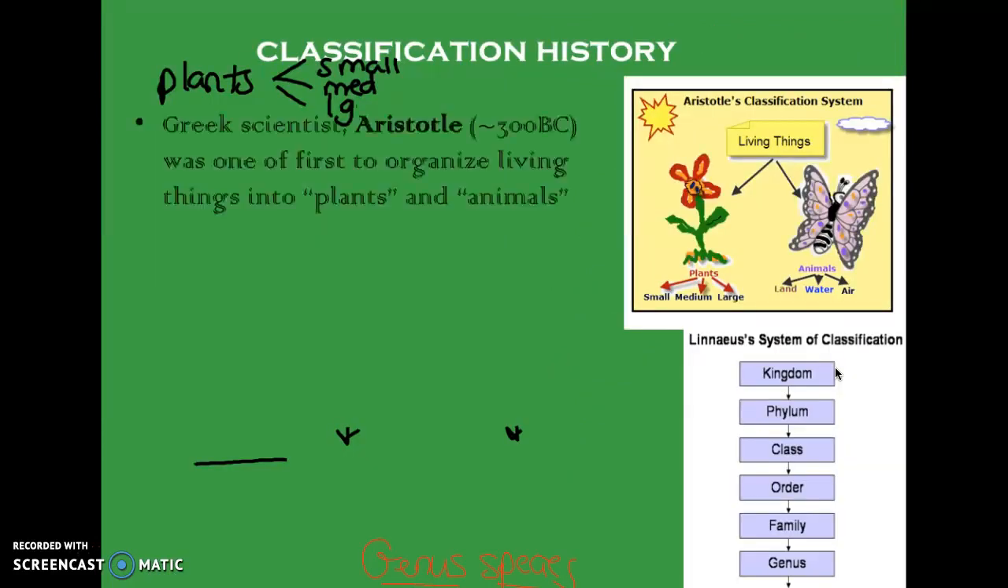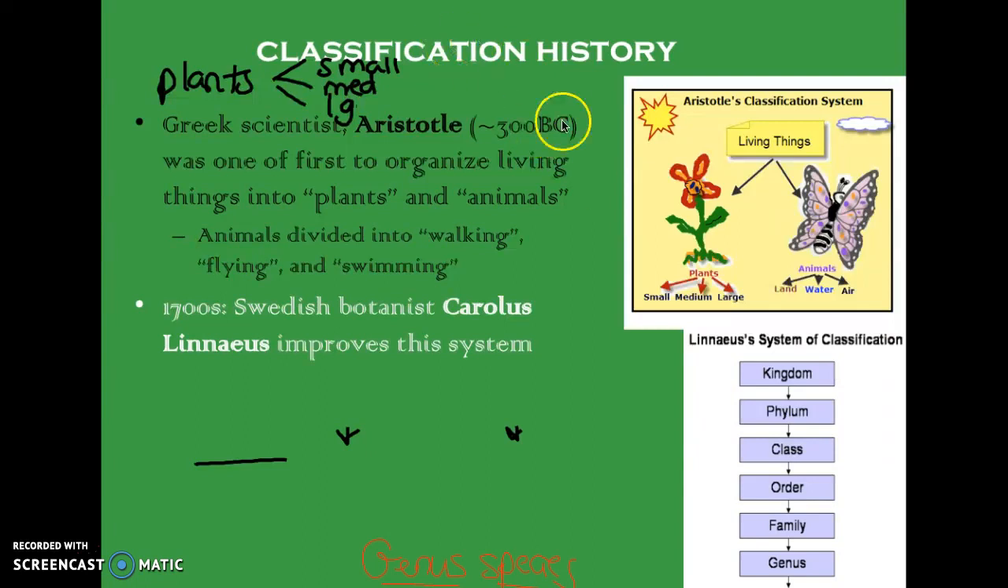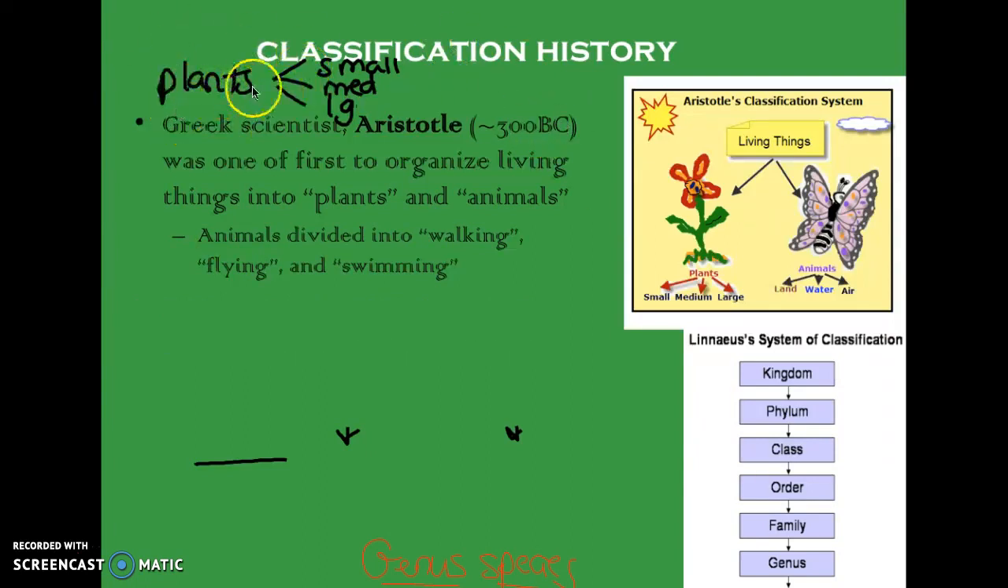All right, so the history of classification. There was a scientist named Aristotle, who I'm sure most of you have heard of. He lived around 300 BC, and he was one of the first scientists or first people to organize living things into groups called plants and animals. And he broke the animal group down into those that lived on land, lived in the water, and lived in air, or flying, swimming, and walking. He also broke plants down into 3 categories: small, medium, and large.